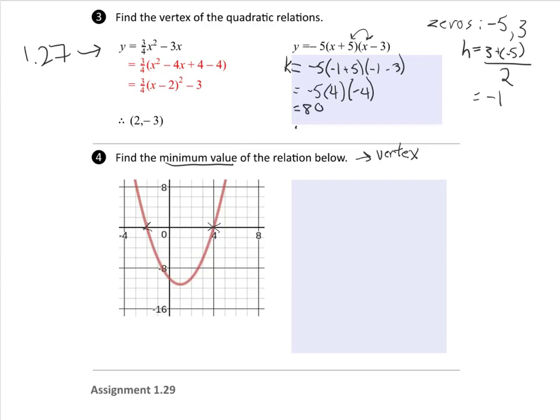So, therefore, my vertex is at -1, +80. And that's it for that. You just take your average of your zeros, sub it back in to find your vertex, because your vertex is going to be halfway between your two zeros, and then you solve for your y value. For our final example of the first cycle, we have: find the minimum value of the relation below.